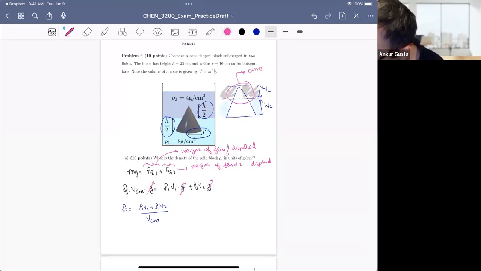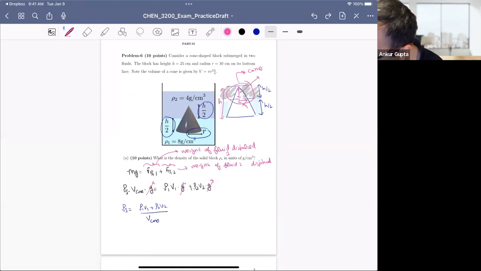If this height is h by 2 and this is h, because of similar triangles, you can imagine that the radius of this cone, so I'm basically calling this value r1, right? So I know h1 is h by 2. I'm saying r1 will be also r by 2. Actually, better to call it r, h2 than the second fluid.